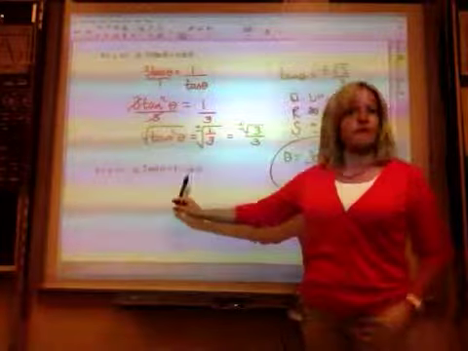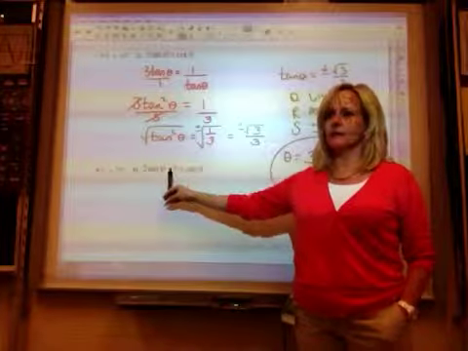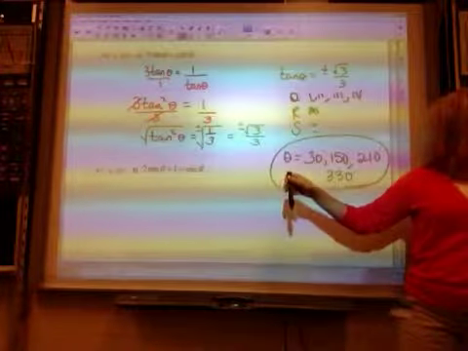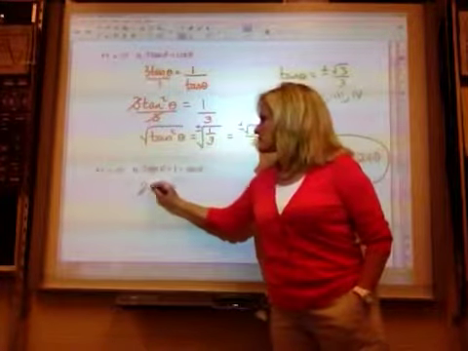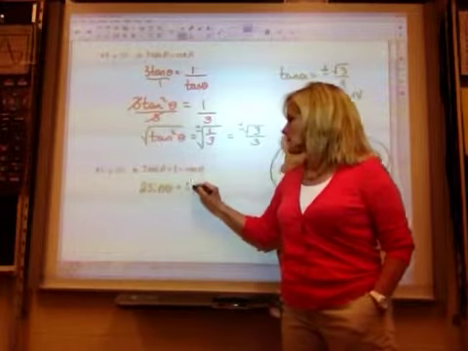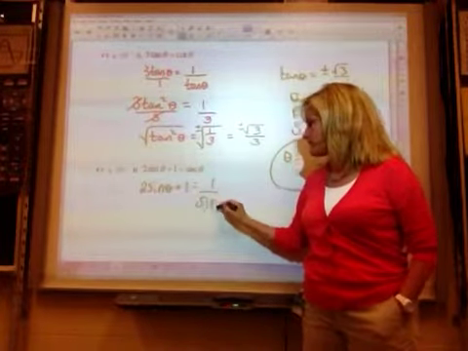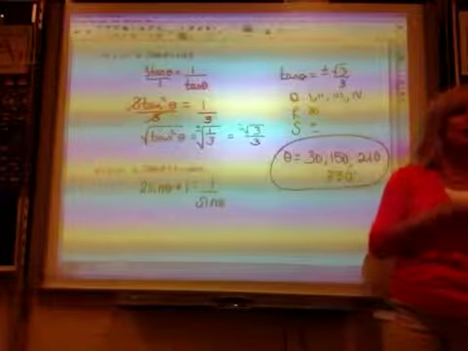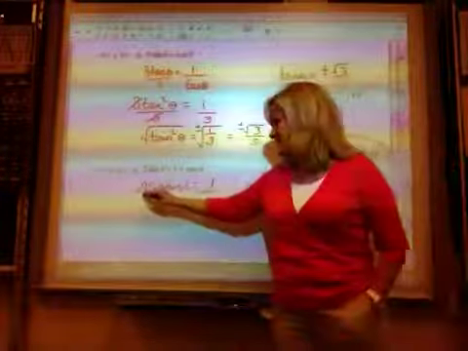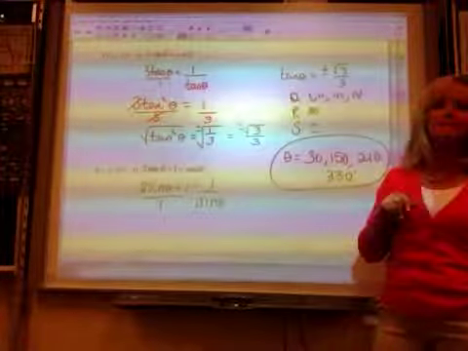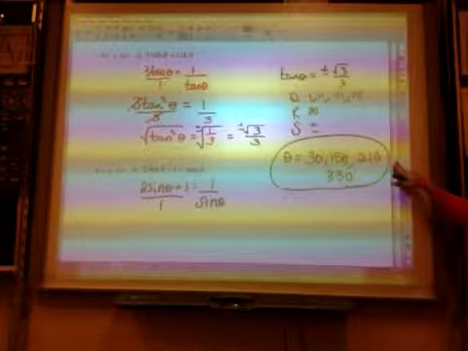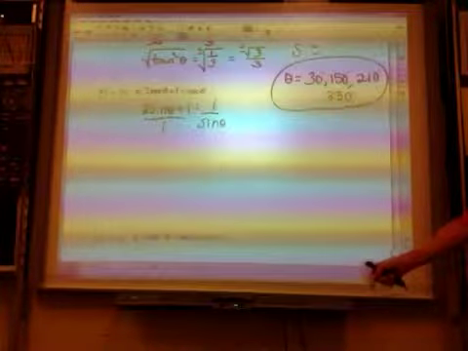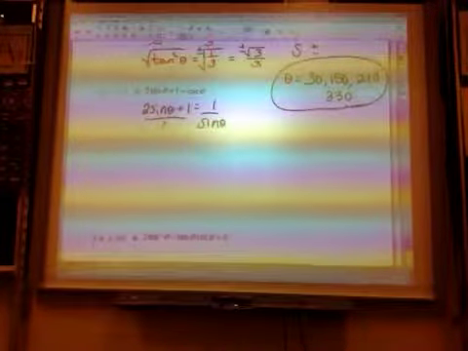Last one. Do you see a similar strategy here? Yeah, it should be 1 over sine. Good job, Lauren. 2 sine theta plus 1 equals 1 over sine. And now, Erin, I want you to remember about cross multiplying. We would cross multiply. Bring that term over. Get a quadratic and go from there.